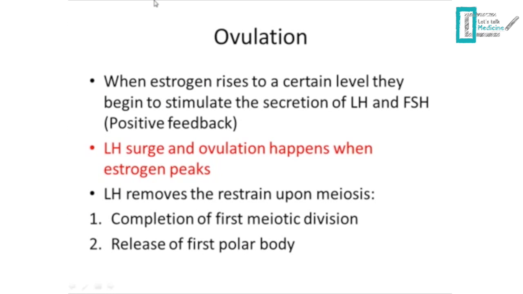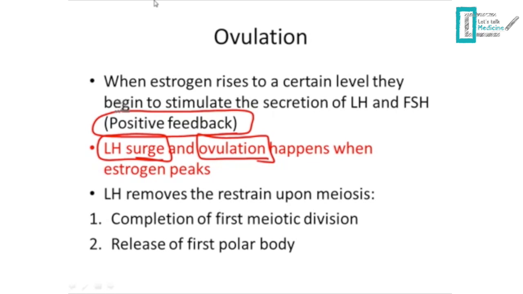Okay? So, when estrogen rises to a certain level, it begins to stimulate the secretion of LH and FSH. We have positive feedback. Negative feedback becomes positive feedback. Okay? Then we have LH surge, which will give us ovulation. It happens when estrogen peaks. So it has to start to go down because it peaked and starts to go down. If it keeps on going up, no ovulation.